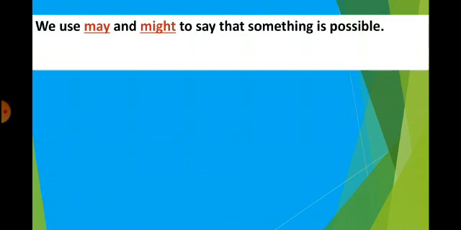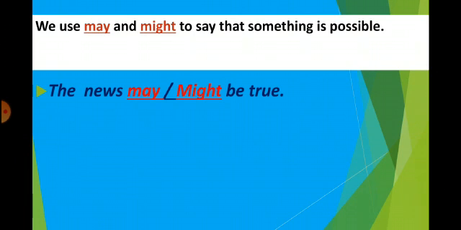In this lesson, I will talk about how we use modal verbs to talk about certainty, possibility, and probability. Okay, let's start with probability, possibility, and certainty. We use may and might to say that something is possible. We can also use them for present or future tense.